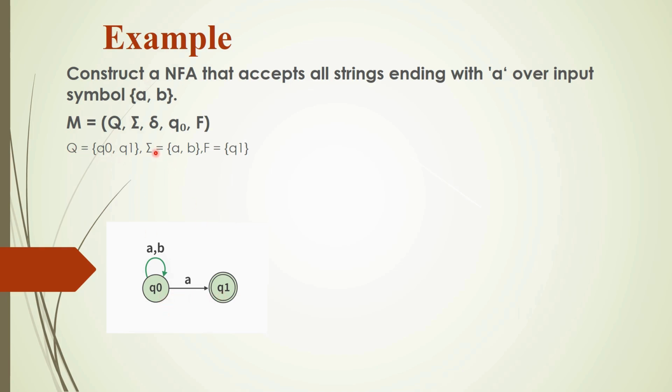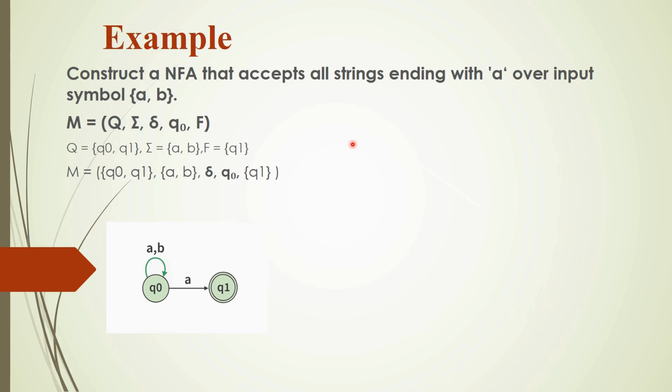Input symbols are A and B, as mentioned in your problem statement also. So transition is your table. We will design this table from our transition diagram. Q0 is your initial state and F denotes the final state. In our diagram Q1 is a final state. So here we are writing F equals Q1, which explains your final state is Q1. So we can combinedly write this tuple as something like this.